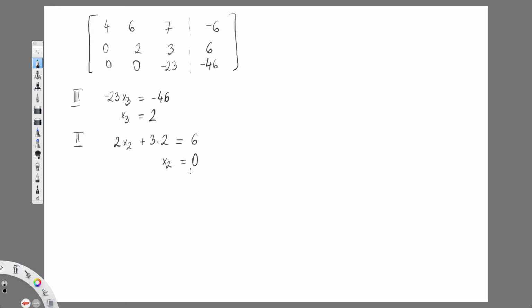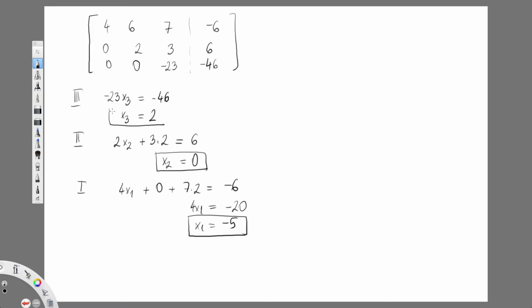Six and 6 cancel, so x2 is 0. And then when I plug things in, it's 4x1 plus 0 plus 7 times 2 is equal to minus 6. What is my x1? -5. All right, so my solution is -5, 0, and 2. I could actually place it in a vector.